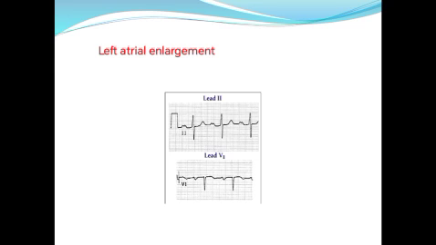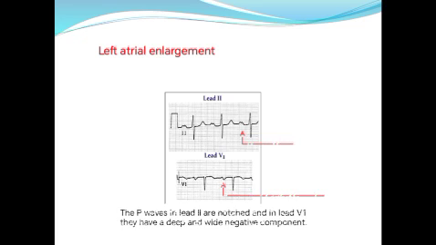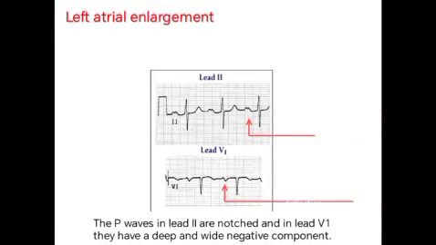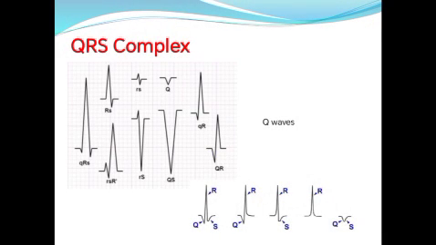If it indicates left atrial enlargement, this is P mitrale. Why P mitrale? We say P mitrale because left atrial enlargement usually occurs in mitral stenosis. Left atrial enlargement gives a notched P wave, and in lead V1 there is a deep and wide negative component like that. This is characteristic of left atrial enlargement. Okay, this is an example of P wave abnormalities.